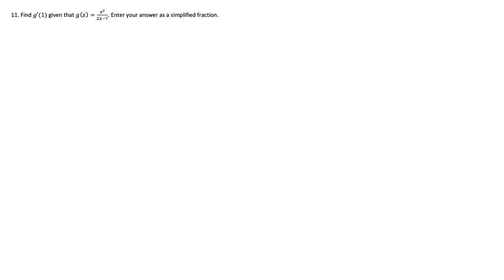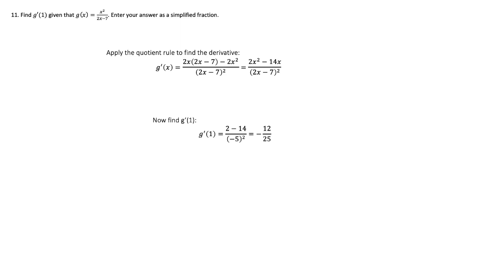Find g prime of 1 given that g of x is x squared divided by 2x minus 7. Applying the quotient rule, we take the derivative of the numerator times the denominator minus the numerator times the derivative of the denominator. Simplifying this, we get 2x squared minus 14x divided by the square of 2x minus 7. Finding g prime of 1, we see when we substitute 1 for x, g prime of 1 is negative 12 over 25.